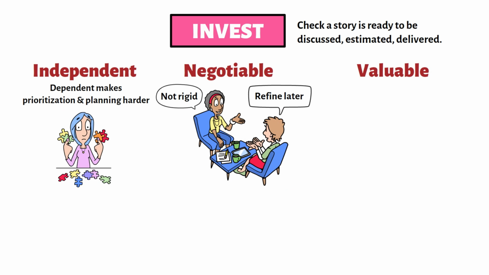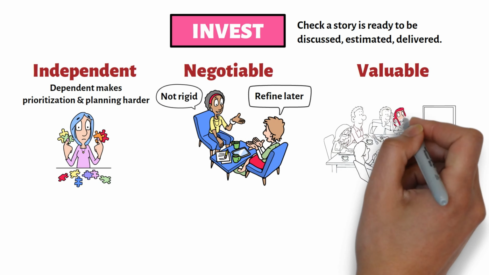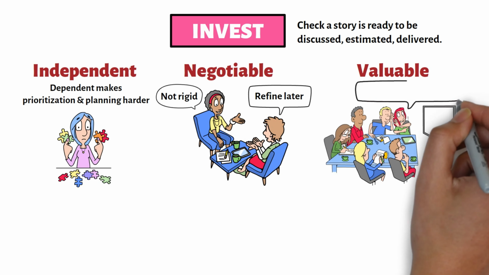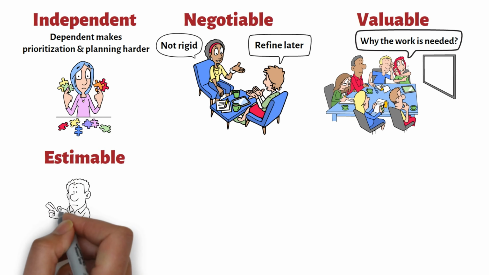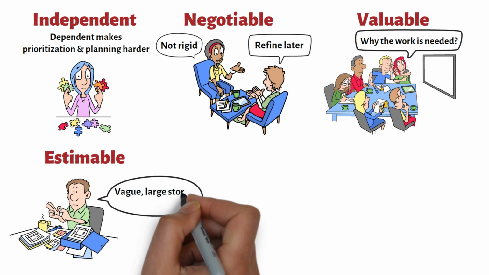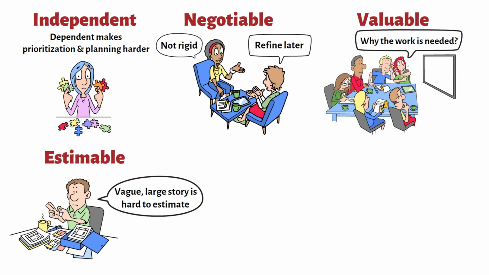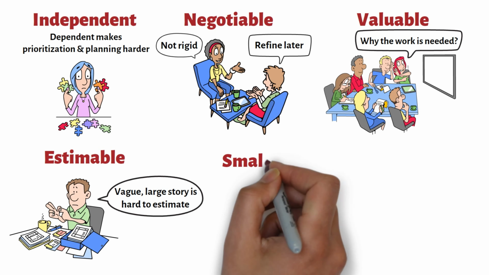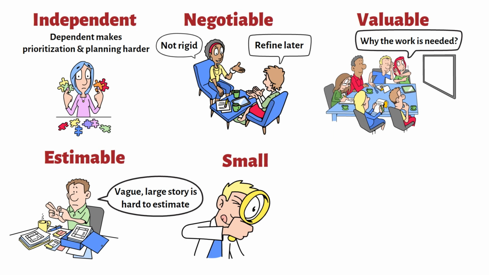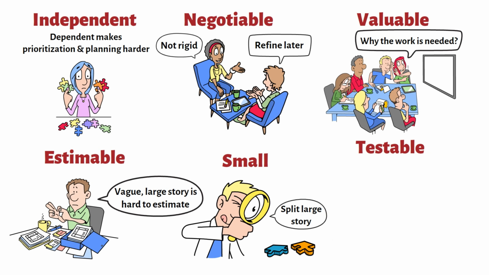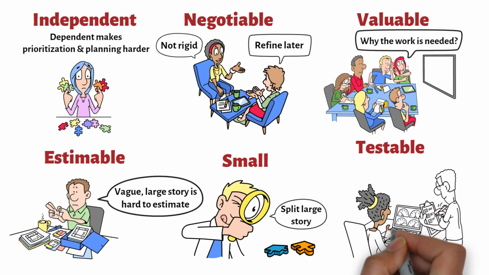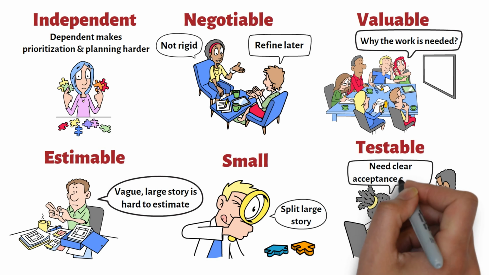Valuable means the story should deliver value to the customer, user, or business. If the value is unclear, the team should ask why the work is needed. Estimable means the team should be able to estimate the work. If the story is too vague, too large, or poorly understood, estimation becomes difficult. Small means the story should be small enough to complete within a sprint or iteration. Large stories usually need to be split into smaller pieces. Testable means the team should be able to verify whether the story is complete. If the team cannot test it, the story may need clearer acceptance criteria. Now let's talk about acceptance criteria.